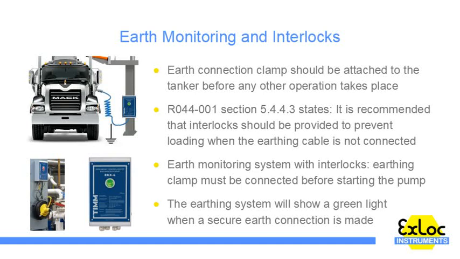Earth monitoring systems are also available to work with rail tankers, and whilst it is often considered that the rail tanker will be earthed via its wheels and the rails, some anomalies of the rail system may mean additional earthing is required, as described in R044001, section 5.4.4.4. Special monitoring systems designed to detect the earth connection of less than 1 times 10 to the power of 8 ohms are also available to work with the Type C FIBCs described earlier.